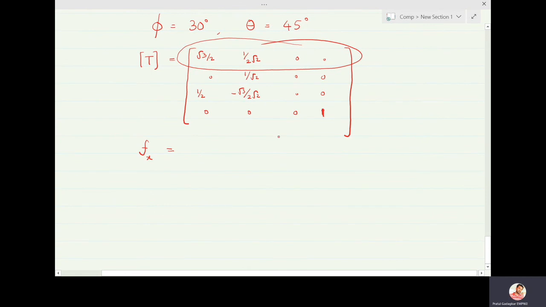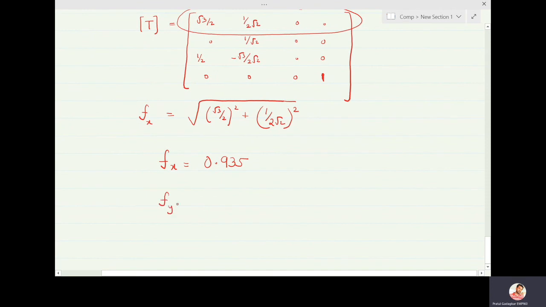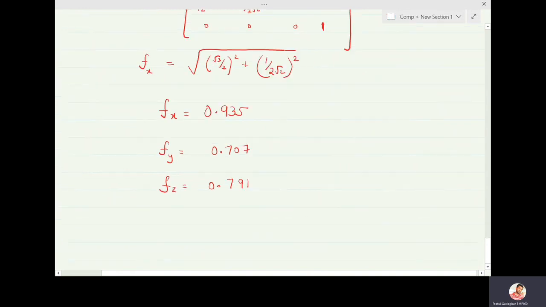So it will be (root 3 by 2) square plus (1 upon 2 root 2) whole square, and this means that fx will come out to be 0.935. Similarly, if you use the formula for fy, the square root of cos square theta, it will come out to be 0.707, and the third was fz, which will come out to be 0.791.